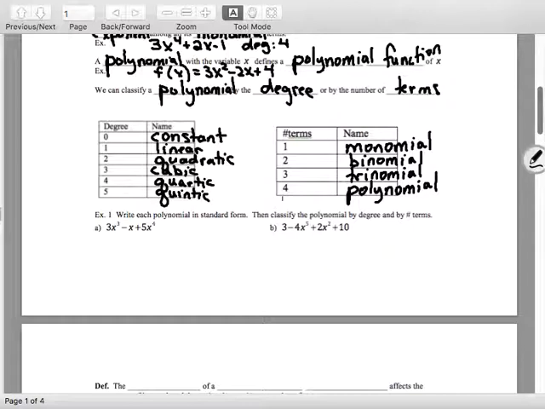In example 1, I'm going to pause, and I want you to put it in standard form. Standard form means highest exponent down to no exponent, or lowest exponent. Then I want you to put 2 words underneath it. You're going to put the name by its degree and the name by the number of terms. So let me pause.